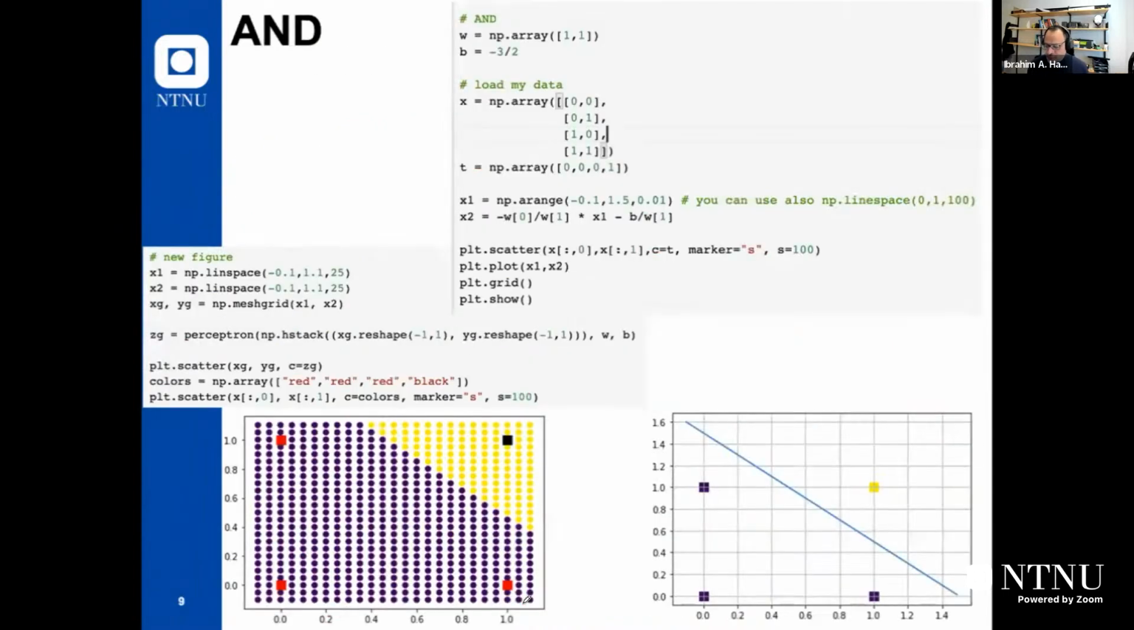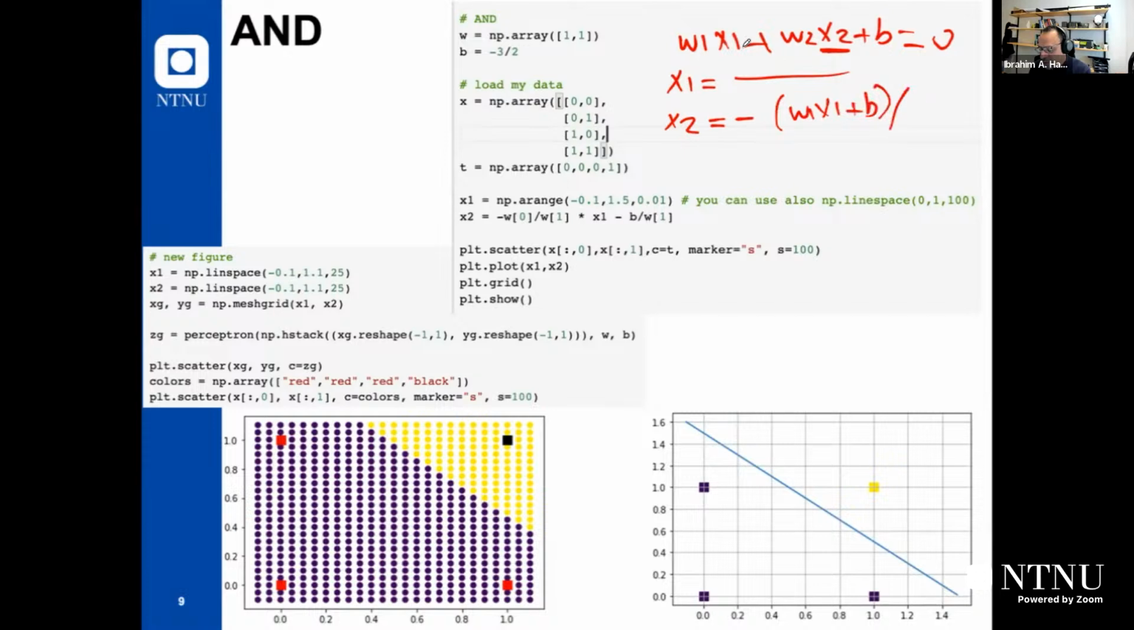We have two inputs, so the decision line will be like this one. For this AND gate, for example, it will be ω1 x1 plus ω2 x2 plus b equals 0. If you have values for x1, we will get this linear space. We can get some values for x1, and I need to get x2. So x2 from this equation: take ω1 x1 to the other side and b to the other side. It will be negative ω1 x1 plus b, divided by ω2. So it will be like this one.